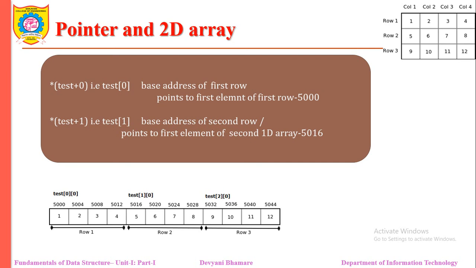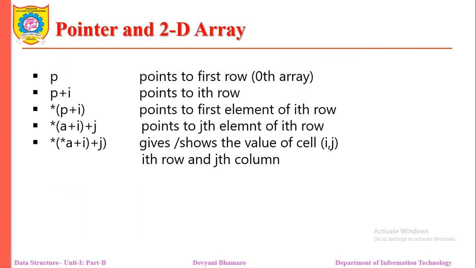And we are interested in accessing the value. So how do we do it? Test plus 0 means the value at test plus 0 is nothing but the base address of the first row, so we are getting 5000. If we say the value at test plus 1, what is happening here? We are getting the base address of the second row. Here test plus 1 is pointing to the second row.